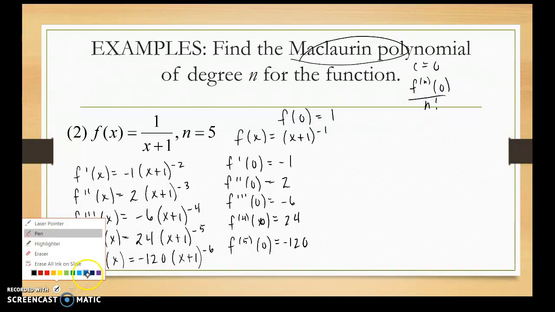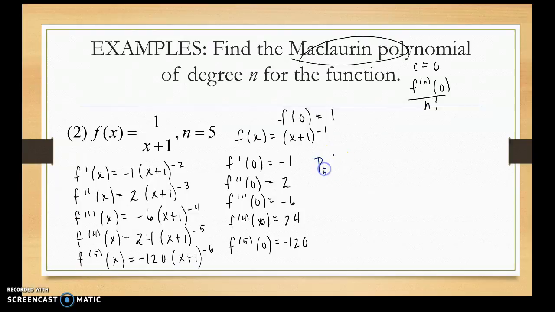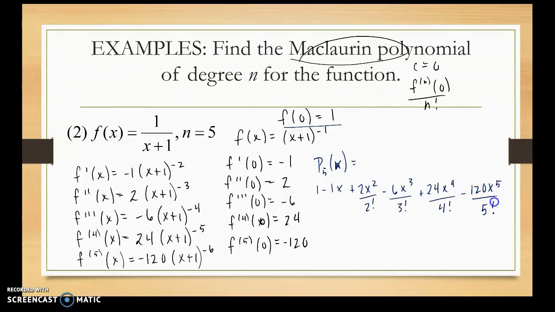So our answer would look like a fifth degree polynomial in x. All right, so we have to start at f of 0. The sine function did not have that. So f of 0 minus 1x plus 2x squared divided by 2 factorial minus 6x cubed divided by 3 factorial plus 24x to the fourth over 4 factorial minus 120x to the fifth over 5 factorial.